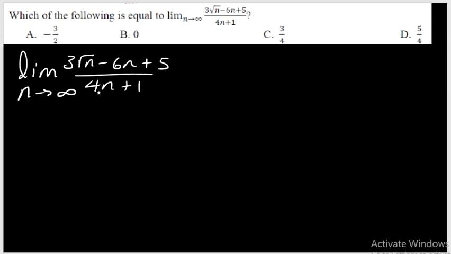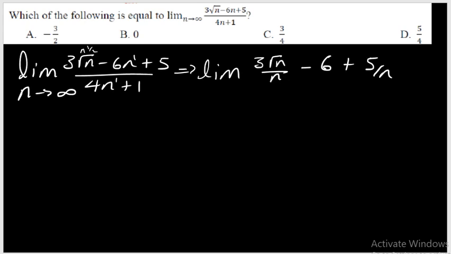Here the numerator and the denominator are the same degree, which is degree 1. Square root of n means n to the power of 1 over 2, which is less than 1, so the highest degree is just 1. So we'll divide each of them by n. Then it's going to be the limit of 3 radical n over n minus 6 plus 5 over n, since when you divide 6n by n it will be 6, the whole over 4 plus 1 over n as n goes to infinity.